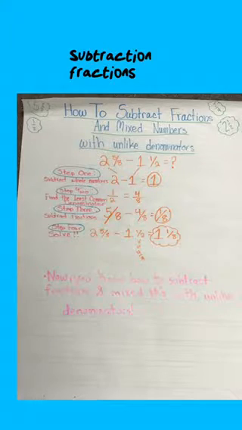Step 2, find the least common denominator. We know that 1/2 equals 4/8. Step 3, we have to subtract the fractions. 5/8 minus 4/8 equals 1/8. Step 4 is solve. 2 5/8 minus 1 1/2 equals 1 1/8. Now you know how to subtract fractions and mixed numbers with unlike denominators.